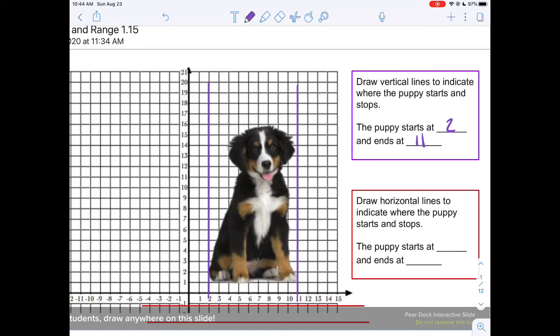If I wanted to write that as domain, and I'll go ahead and do this in interval notation, I would include the point at 2 and include the point at 11 because the puppy itself exists at those points.